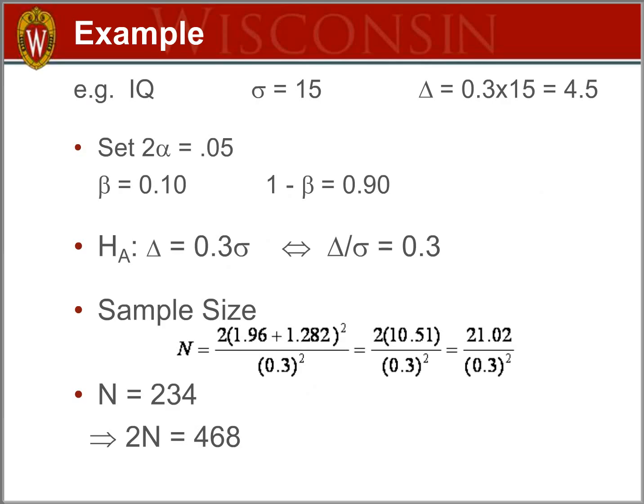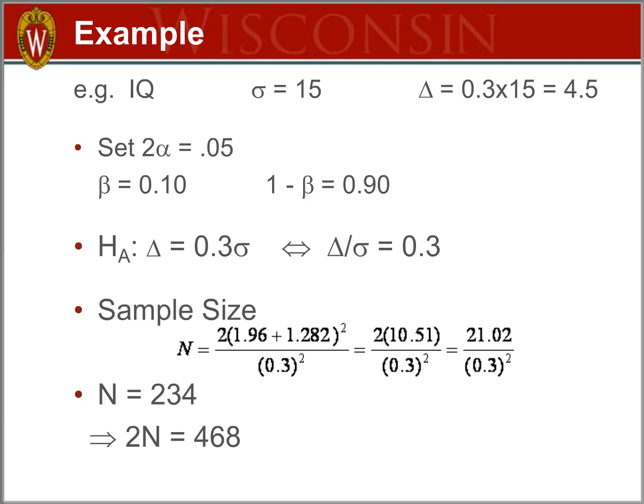So let me take a little simple example to test out how we would compute sample size for continuous outcomes. Suppose I'm measuring IQ. I've set the standard deviation for that measurement to be 15, and I have some memory improvement technique that I believe would detect the absolute difference of 4.5 in IQ, 0.3 of the standard deviation. I want to set my type 1 error to be 0.05, two-sided. I want my power to be 90%, and so I've specified my alternative as 0.3 sigma, or in this case 0.3. The sample size then is indicated in the formula.